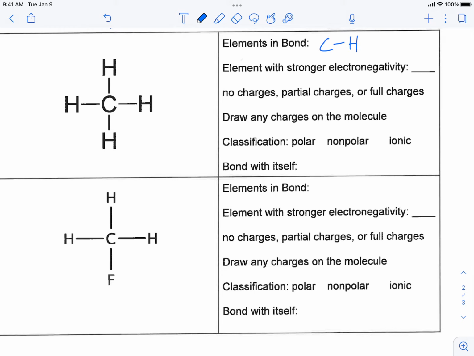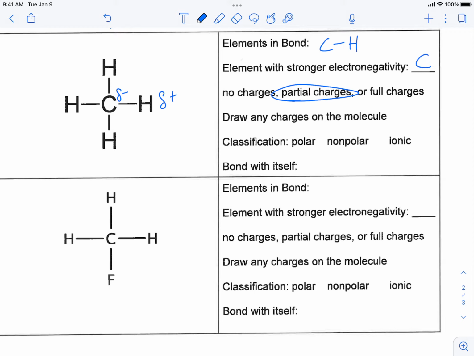The element with the stronger pull, we need to look on our periodic table. And when you do, you're going to notice that the carbon is further to the right and it's more electronegative. So carbon has the stronger electronegativity. And because these are both nonmetals but they're different, that means that we are going to have partial charges. So carbon being a little bit more electronegative is going to give a partial negative. Hydrogen is going to be a partial positive then by default.